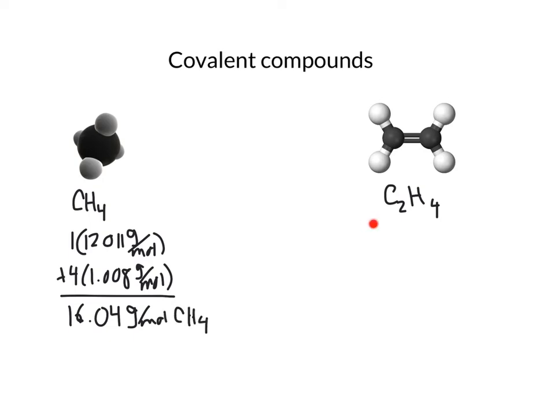Now it's your turn to calculate the molar mass of C2H4. You should end up with 28.05 grams per mole of C2H4.